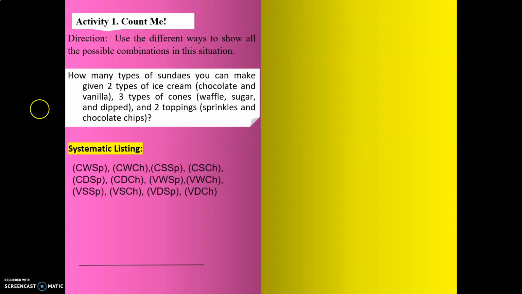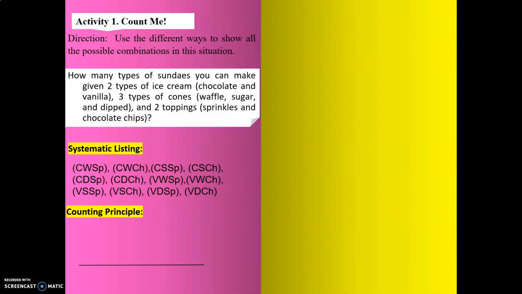And here, we got chocolate for the type of ice cream, waffle for the type of cone, sprinkles for the toppings. You can also choose to have chocolate ice cream with waffle cone and chocolate chips as the toppings, and so on and so forth. So through listing, we make sure that none of the combinations are missed out. So there are 12.